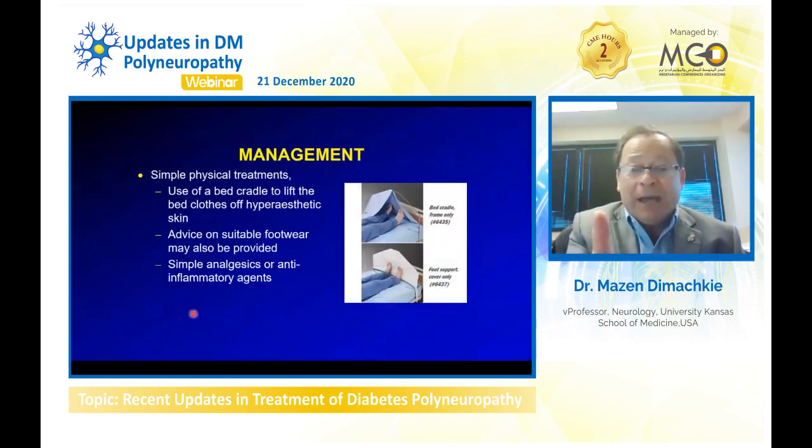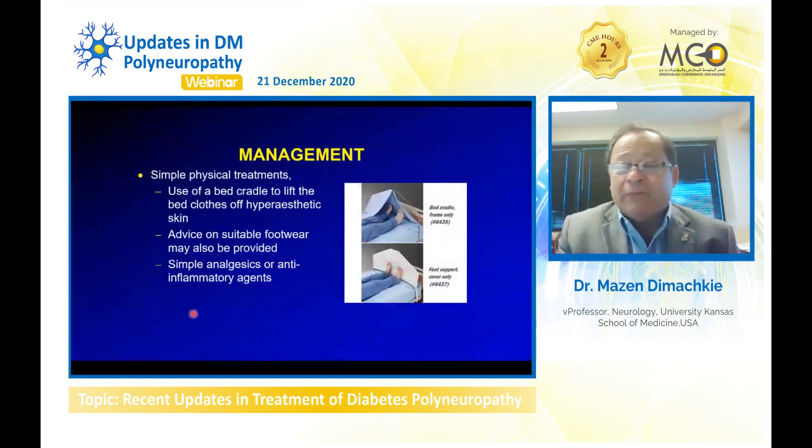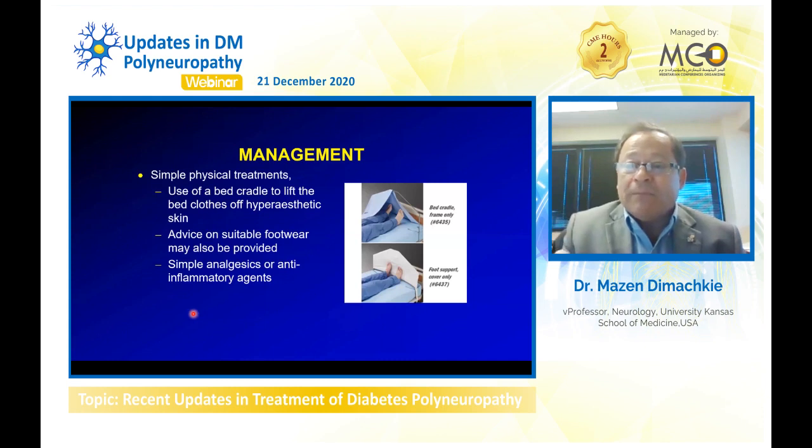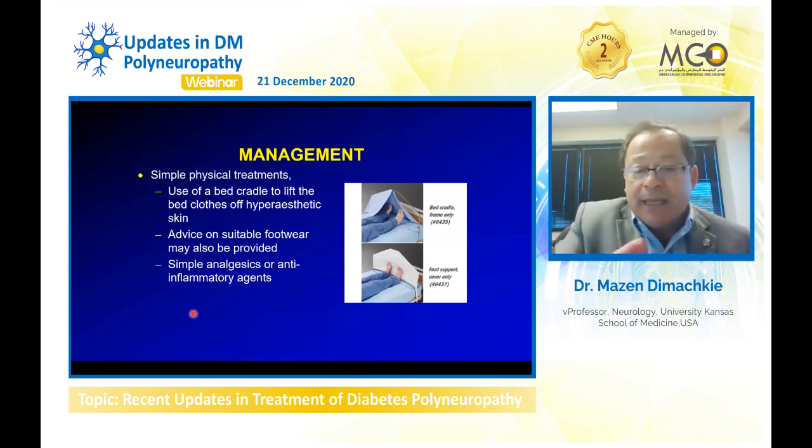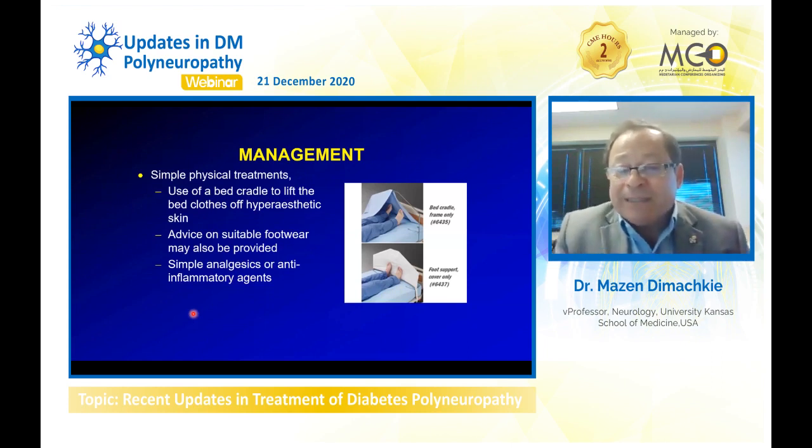So from a simple management standpoint, someone with sensitive feet to touch, oftentimes patients with neuropathy will tell you, don't touch my feet. As soon as you touch them, normal touch, just putting your hand on their feet will cause pain. This is an example of a patient who had to put this tent, this cradle, to prevent the sheets from touching their feet because that would cause them pain. That's called hyperesthesia, increased esthesia, pain to non-noxious stimulus.